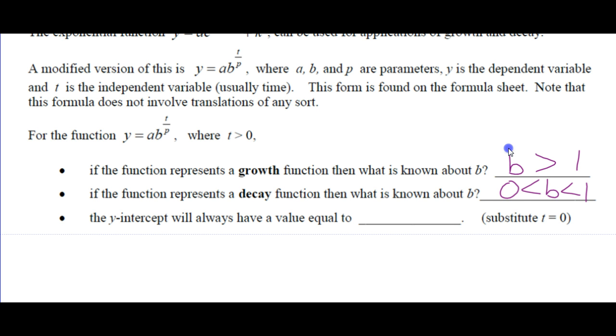The y-intercept will always have a value equal to a. If you substitute t = 0, then y is equal to a, right? Because 0 divided by p is 0, b to the 0 is 1, and so you get y = a. So you have a y-intercept of a.